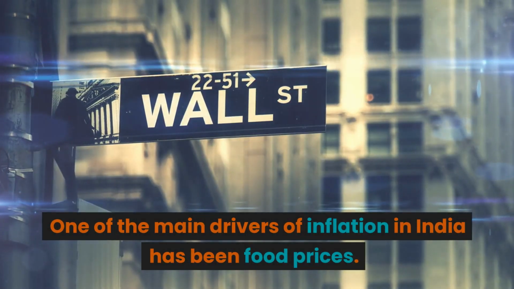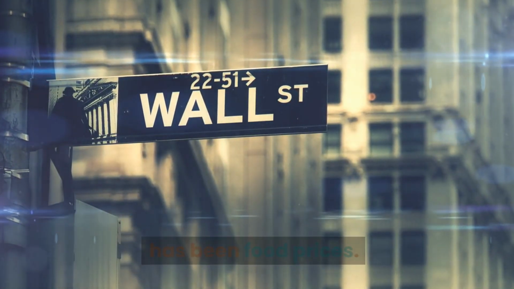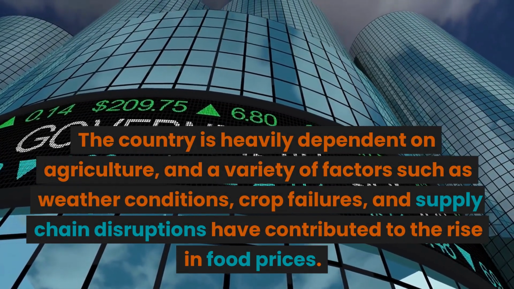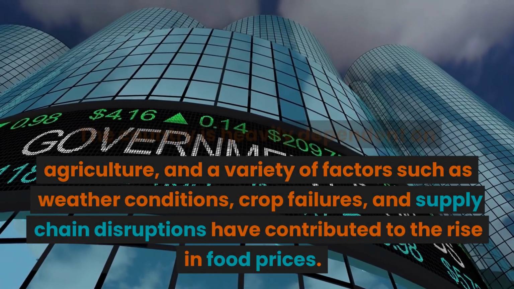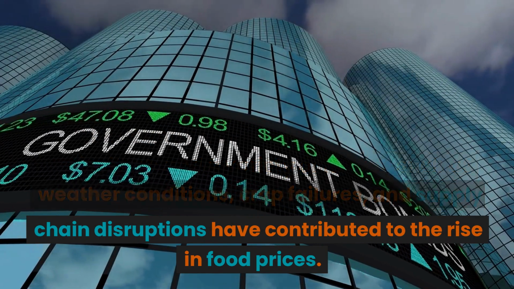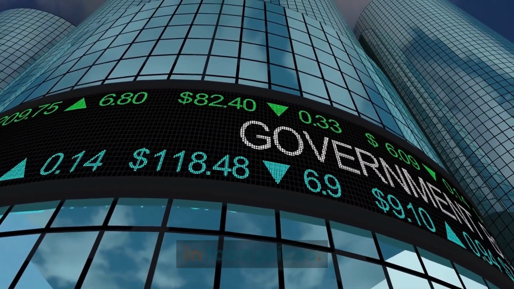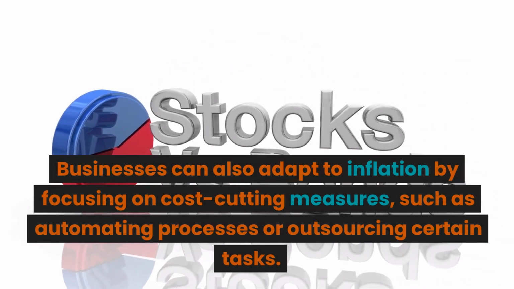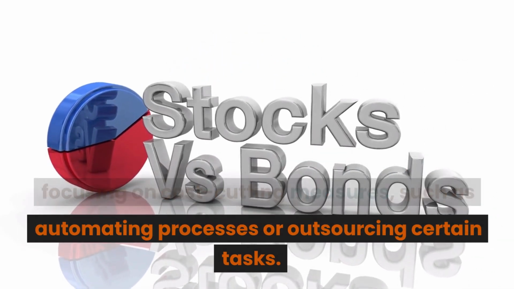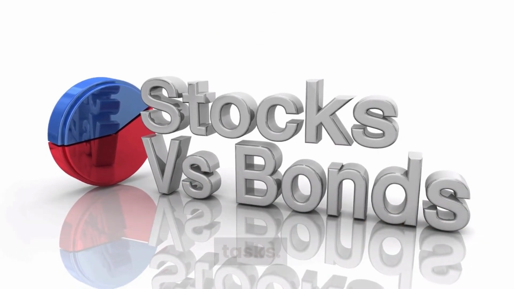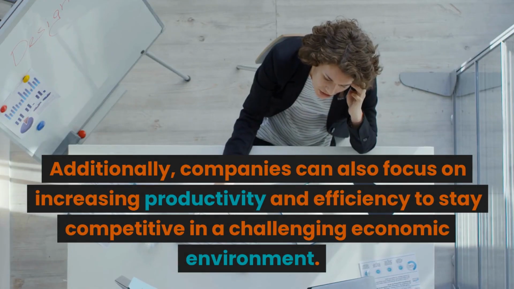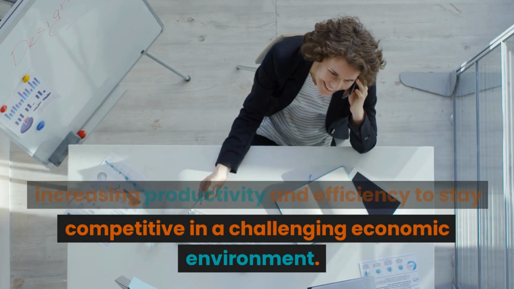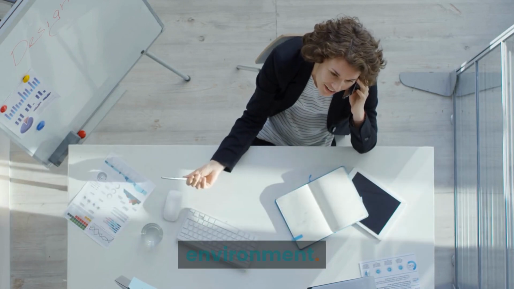One of the main drivers of inflation in India has been food prices. The country is heavily dependent on agriculture, and a variety of factors such as weather conditions, crop failures, and supply chain disruptions have contributed to the rise in food prices. Businesses can also adapt to inflation by focusing on cost-cutting measures, such as automating processes or outsourcing certain tasks. Additionally, companies can also focus on increasing productivity and efficiency to stay competitive in a challenging economic environment.